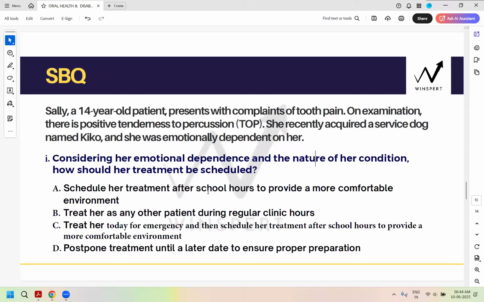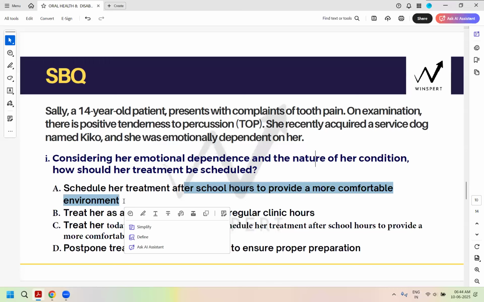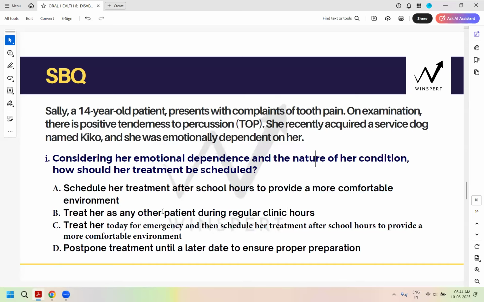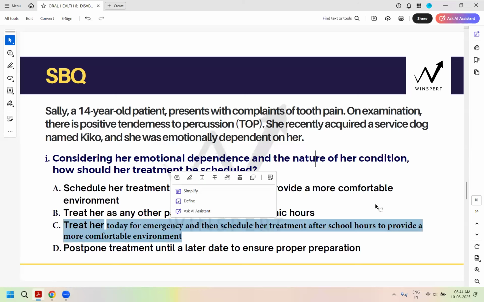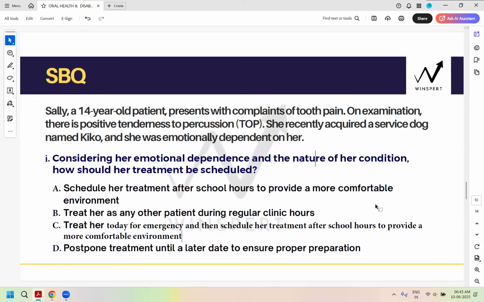Yes, scheduling her treatment after school hours to provide a more comfortable appointment should be from the next appointment. But today, now when she's here, you can do a minimal emergency treatment of at least pulpotomy, right? So that she's completely pain free. Because she would be having a lot of medications for her challenges. You don't want to add further painkiller load, further medication load, and minimal emergency treatment should be done. And then the later future appointments should be scheduled after school hours to provide a more comfortable environment.